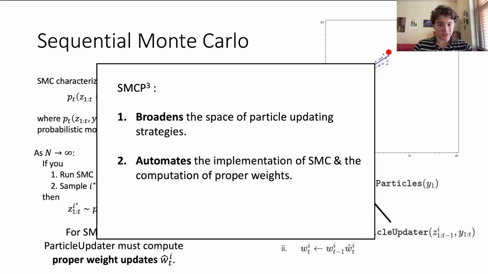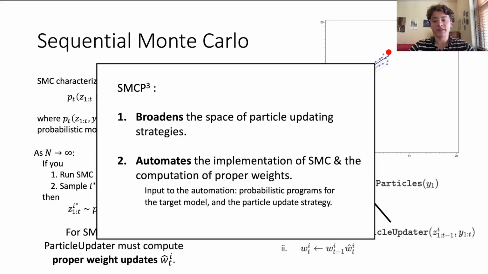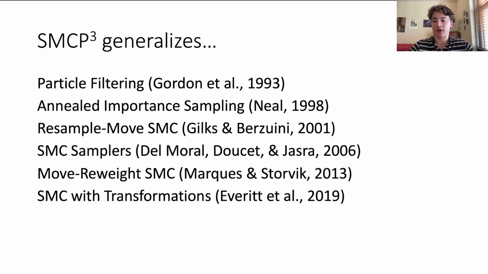Furthermore, SMCP3 can also automate the implementation of SMC and the computation of proper weights for any of these particle updating strategies, when it's given the target probabilistic model and the particle update strategy written as probabilistic programs. Because of the broad range of particle update strategies it supports, SMCP3 encompasses and generalizes many types of SMC algorithms from the literature, and thus can be used as a tool to automate the implementation of any of these algorithms, as well as many new algorithms that other SMC formalisms could not support.